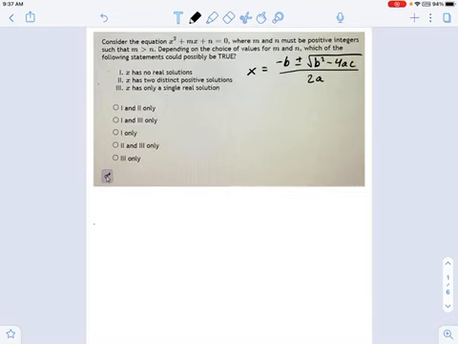This is a weird problem. All it's giving me is simply a quadratic equation right here, right? Some kind of an x squared term plus some kind of a linear term, mx, plus a number n, saying that equals 0. M and n have to be positive integers. Okay, so that's actually important. And m is greater than n.